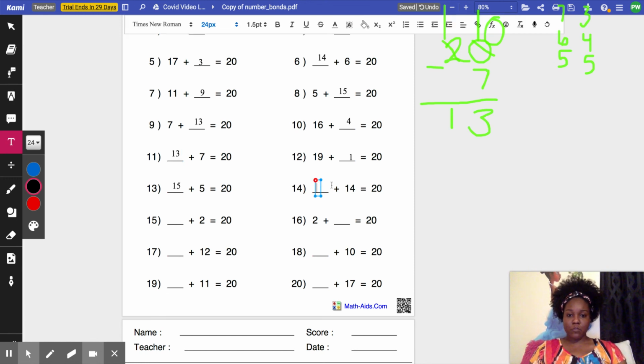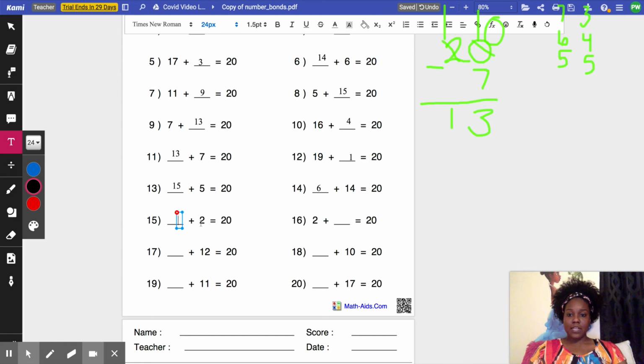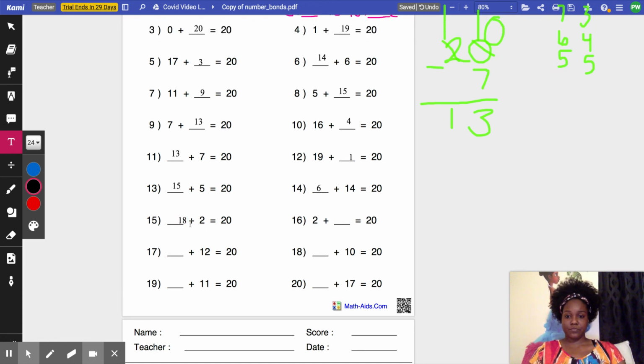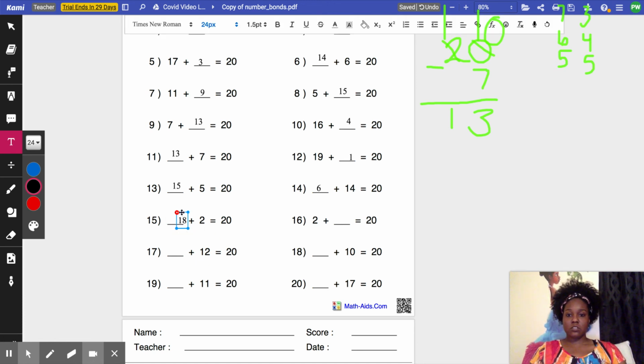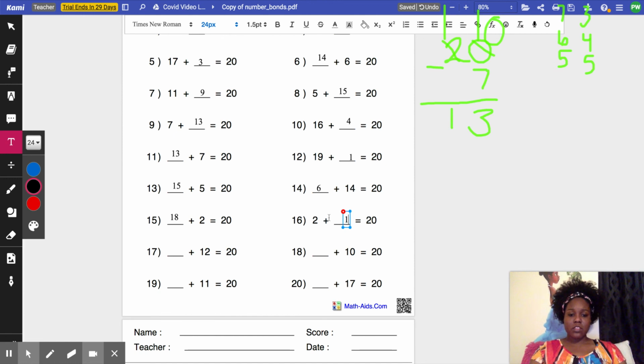All right, back to number 14. 14 plus something is 20. I know 4 plus 6 is 10, so I know 14 plus 6 has to be 20. Something plus 2 is 20. I know that's 18. You start with 20 in your head, and take away 2: 20, 19, 18. Okay. Moving on to number 16. Ooh, it has 2 plus something equals 20. I just did that over here. So I know that this missing addend is 18. I didn't have to do any work on that one.